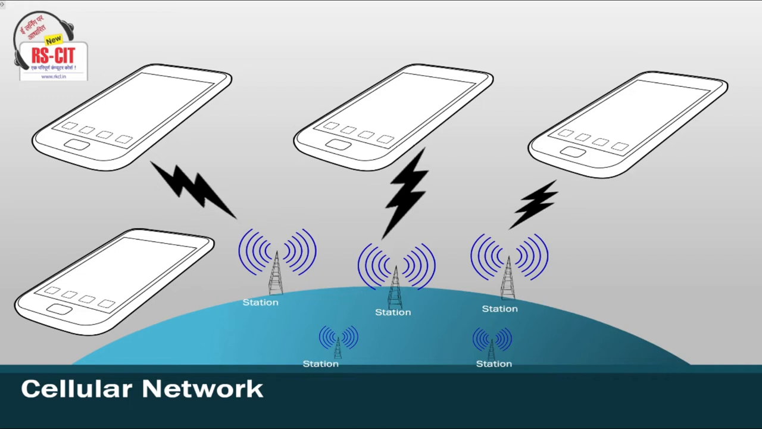In a cellular network, each cell uses a different set of frequencies from neighboring cells to avoid interference and provide guaranteed bandwidth within each cell. When joined together, these cells provide radio coverage over a wide geographical area. This enables a large number of portable transceivers, for example, mobile phones, pagers, etc., to communicate with each other and with fixed transceivers and telephones anywhere in the network via base stations, even if some of the transceivers are moving through more than one cell during transmission.